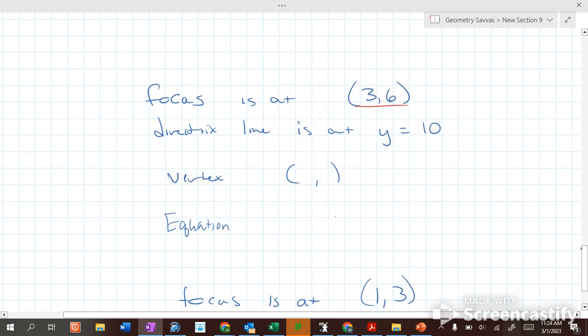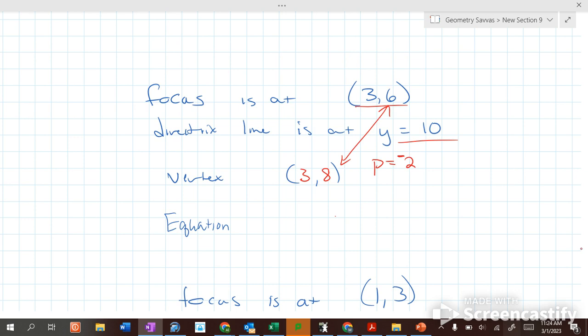Our focus is here. Our directrix line is here. Where's the vertex from the focus and directrix line? It's going to be halfway in between, right? What's halfway in between 3, 6 and y equals 10? Well, it's going to be 3. And then halfway in between 6 and 10 is 8. So our vertex is 3, 8. So how far is it from 3, 6 to 3, 8? 2. So p is going to equal 2. And since the focus is below the vertex, it'll equal negative 2.